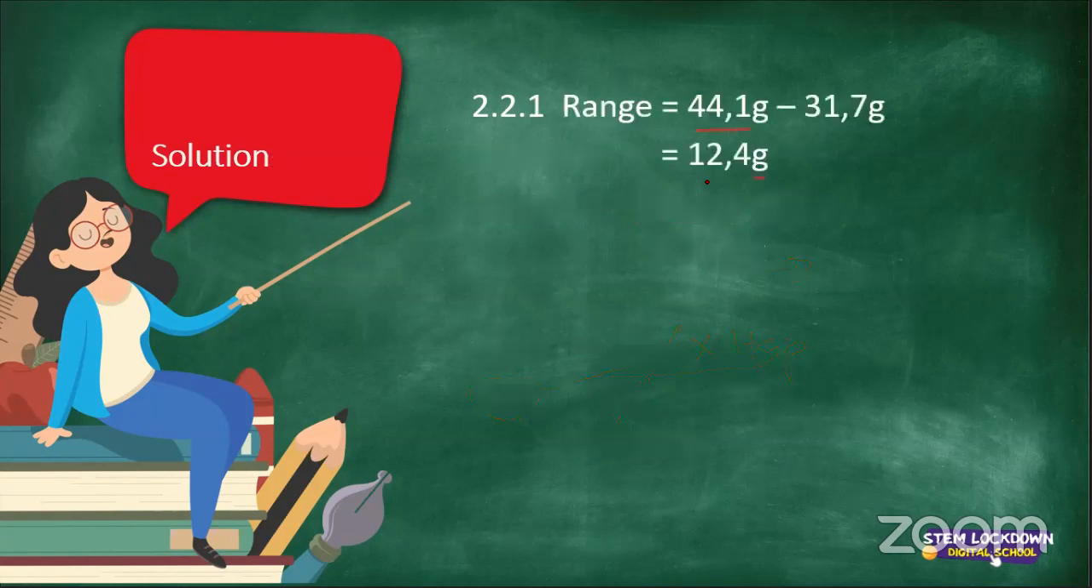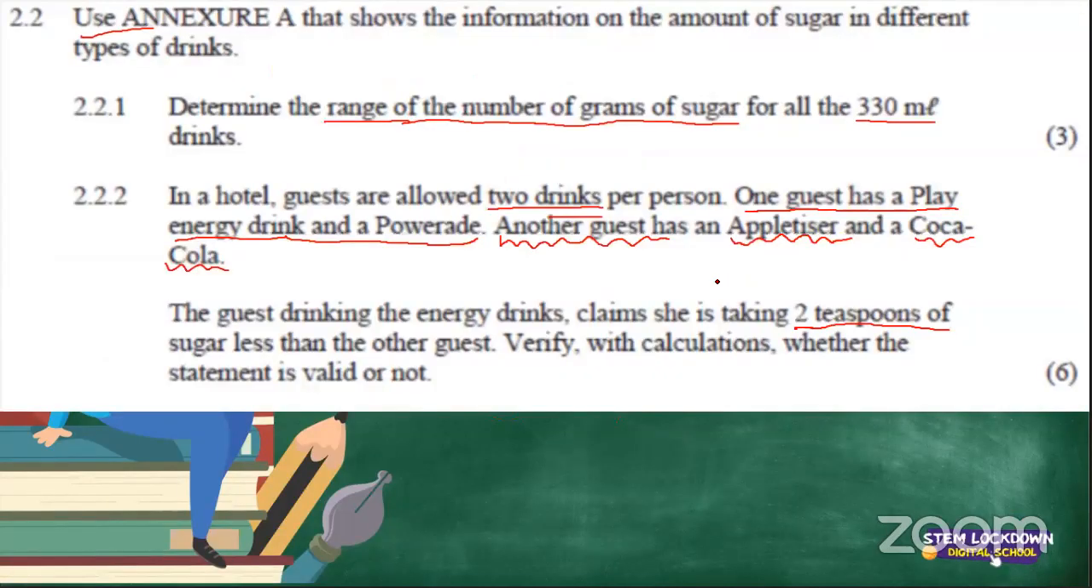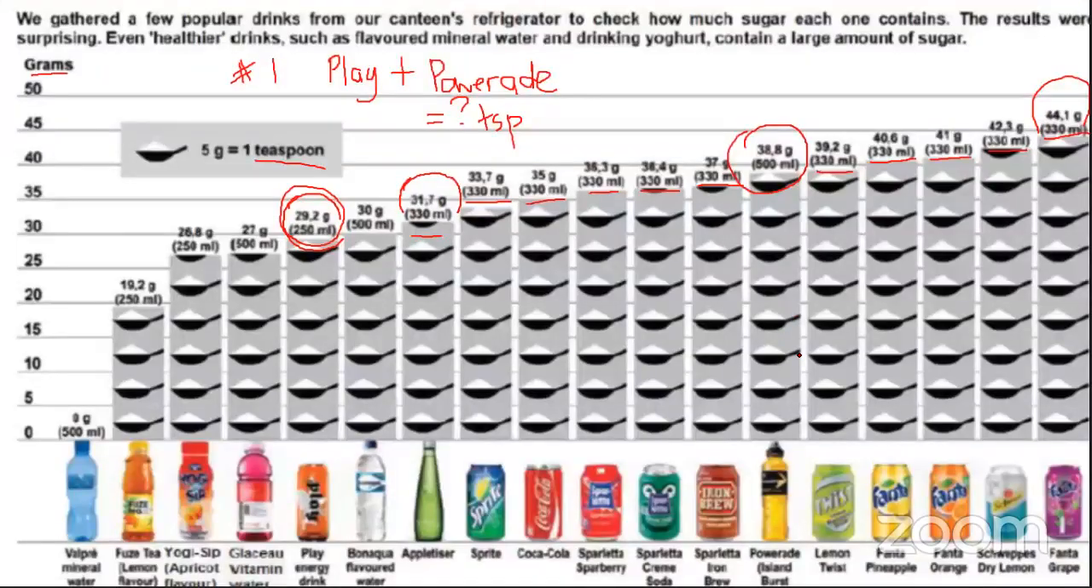Now I want you learners to look at the second part. Guest two consumes an appetizer and a Coca-Cola. So back to our table, we're looking at Coca-Cola. There's Coca-Cola, this is for guest 2, and an appetizer. So there's the appetizer. Right, so this is guest 2. Now I don't want to know how many grams, I want to know how many teaspoons of sugar the second guest consumes.